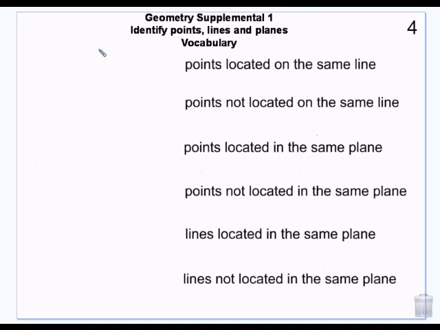So we have something called collinear. I want to make sure I spell this correctly. Yes, it does have two L's. Okay, collinear are points located on the same line. So if I have a line, and I have a point here, and I have a point here, these are collinear. And then we have non-collinear. If they're collinear, they're on the same line. Non-collinear means they're not on the same line. So if I have a line and a point right here and some point over here, these are not collinear. So they're non-collinear.